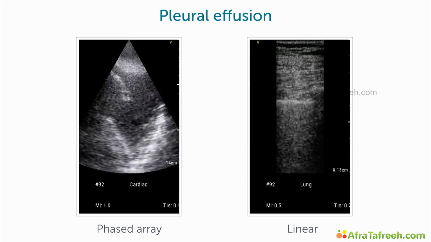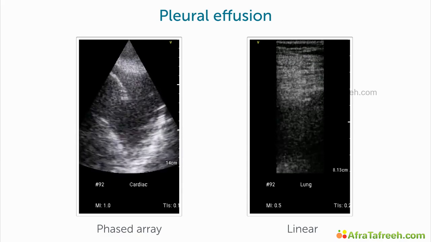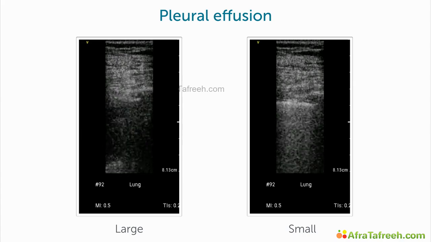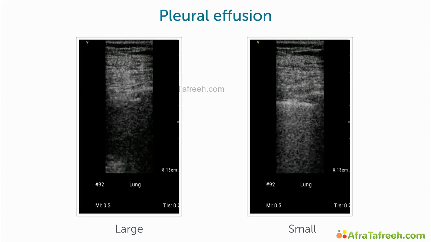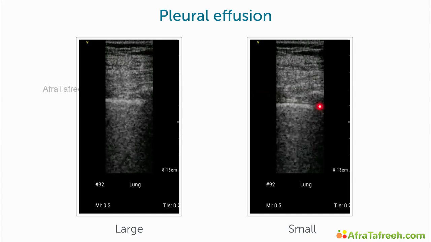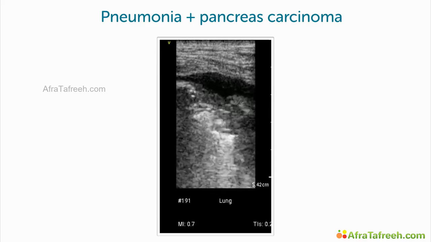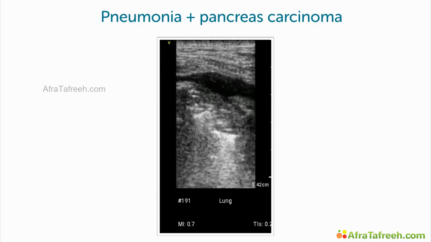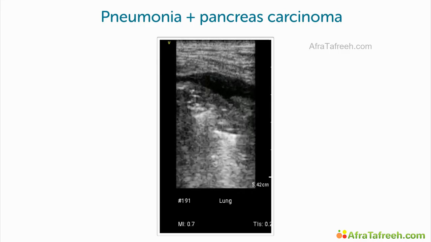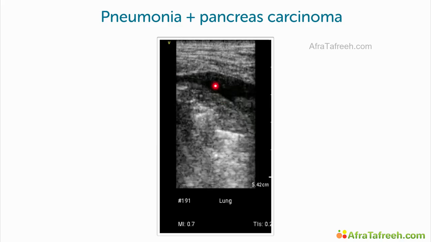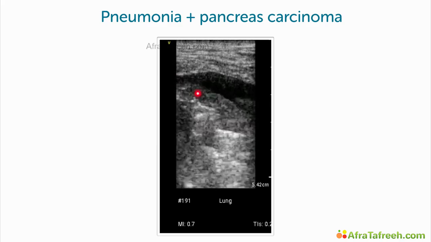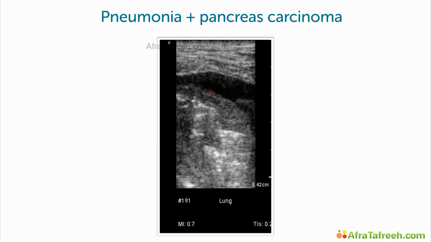Of course, the size and the separation depends on where you're actually imaging the pleura. The size of a pleural effusion can be looked at both with a phased array and also with a linear transducer. With a linear transducer, you will see a large separation right here, while only a very small gap is seen in this patient here. Just an example to demonstrate this once more, a patient who had pneumonia and pancreas carcinoma. We have a pleural effusion right here and the atelectatic lung tissue right underneath. This is definitely a pleural effusion.